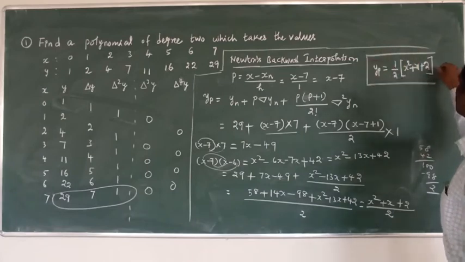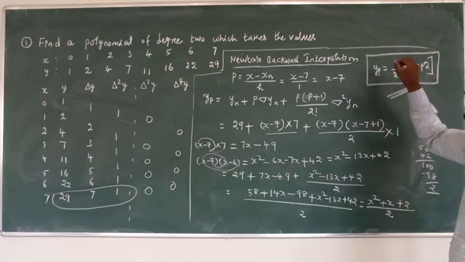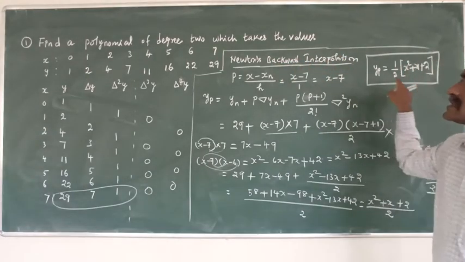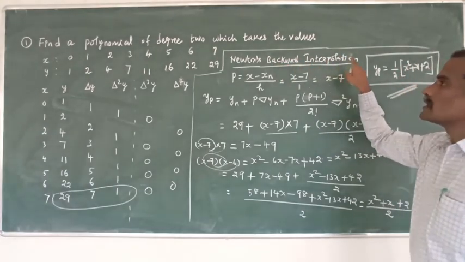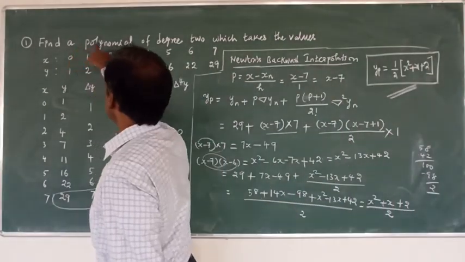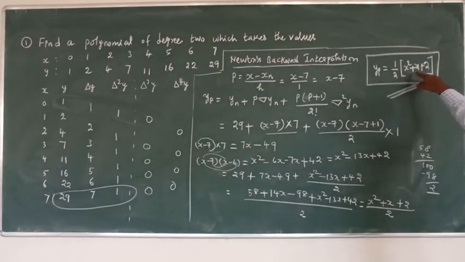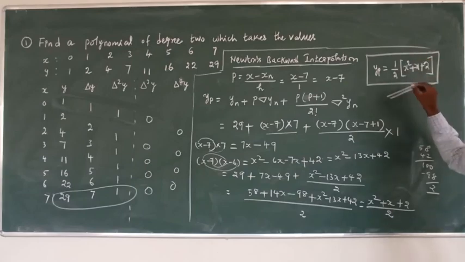We get the same result from Newton's forward as well as Newton's backward interpolation. Now in the question, find a polynomial of degree 2. This is the polynomial equation. The degree is 2. Okay? That's all. Thank you.